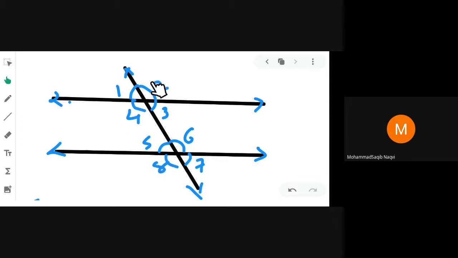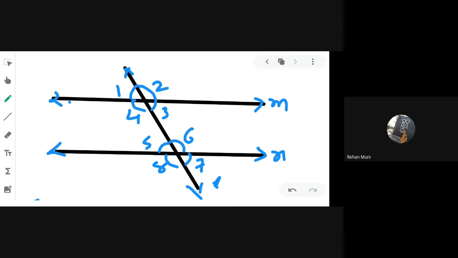Then you can count it vertically. You can see angle 2 and 3. What is the sum? 180 degrees. 6 and 7, it is 180. So it is angle on the same line. Clear, all of you? For example, I am giving the names of these lines M, L, and N.